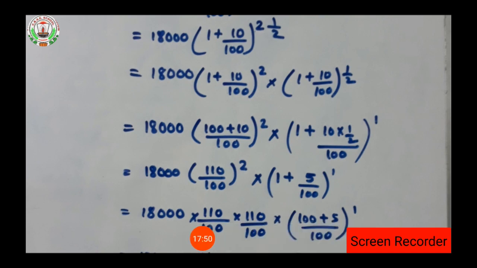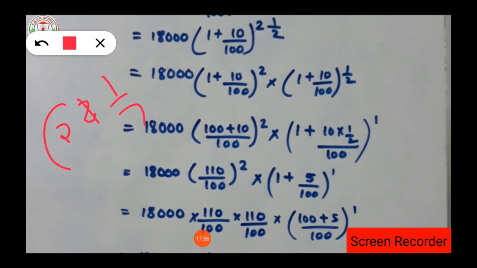What did I say? I said that here it is 2.5 years, isn't it? So 2 will be separately written, 1 plus 10 upon 100 whole to the power 2, and the half will be separately written, that will be into 1 plus 10 upon 100 whole to the power 1/2. So have you understood why we are writing like this? Because time is given in the form of a fraction.